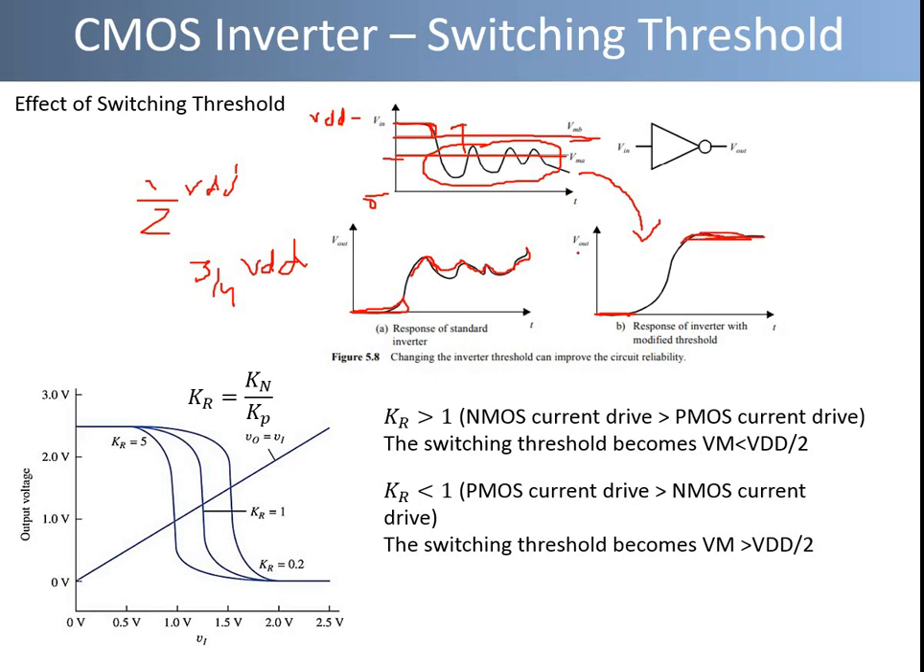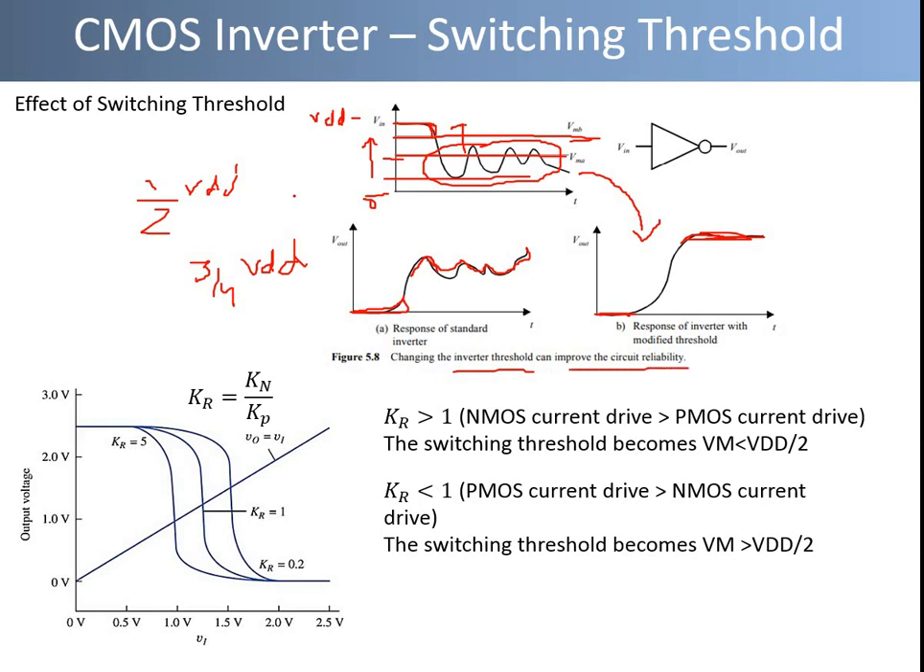Now you can see that the noise rejection properties of the inverter can be controlled by a particular choice of switching threshold. If we have a high switching threshold, then all fluctuations lying at the low voltage levels are cancelled out. Similarly, if we have a low switching threshold, less than half of VDD, then the voltage fluctuations occurring at high voltage levels would be cancelled out. So changing the inverter threshold can improve the circuit reliability.